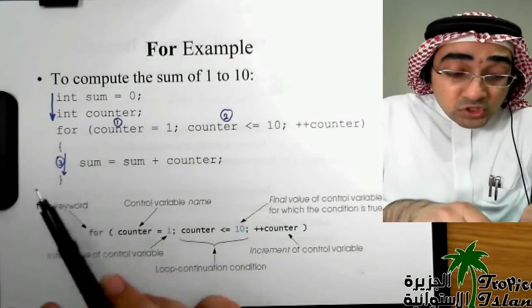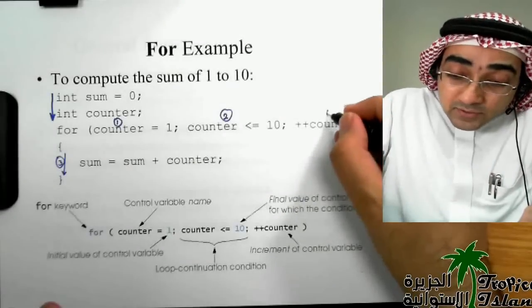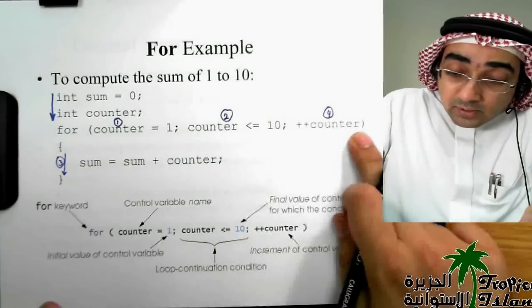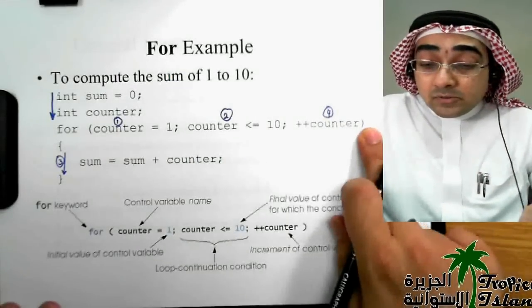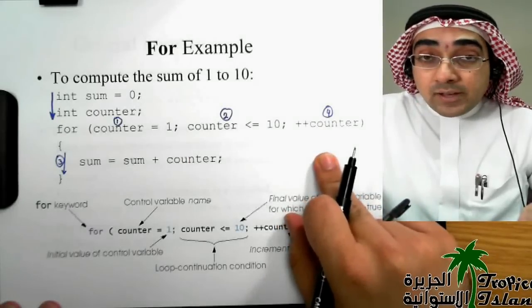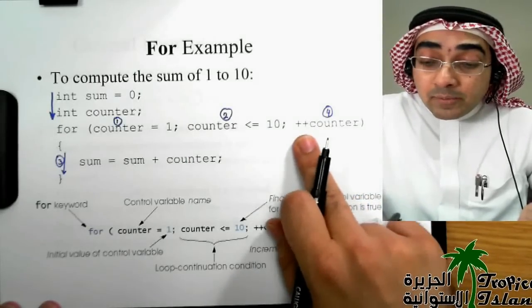When I finish my for loop body, I come back, and this is the fourth operation I do. I increment. I have an expression over here. I have to evaluate it to know how much I have to increment my value.